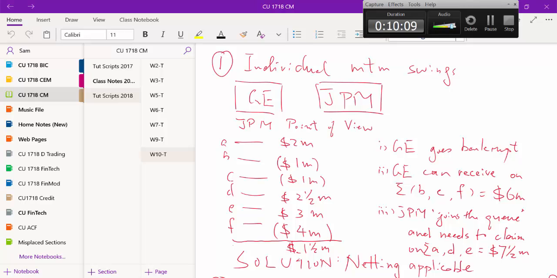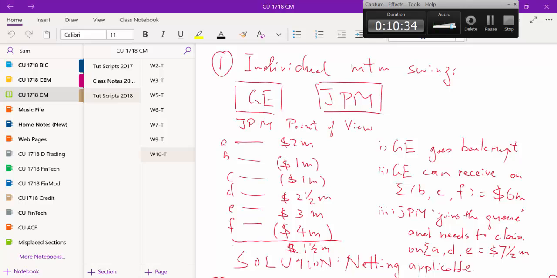Yeah, so on some transactions, if you are JP Morgan Bank, you are making money. On some you are losing money. It's very common. Now, just imagine if overnight GE goes bankrupt. What happens? I've written that down on the right hand side.